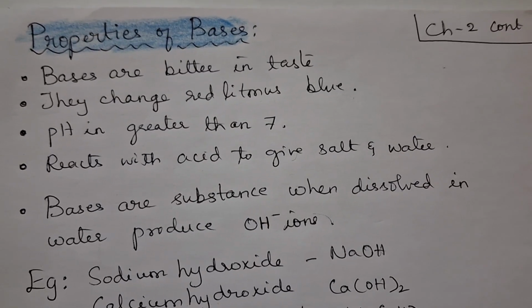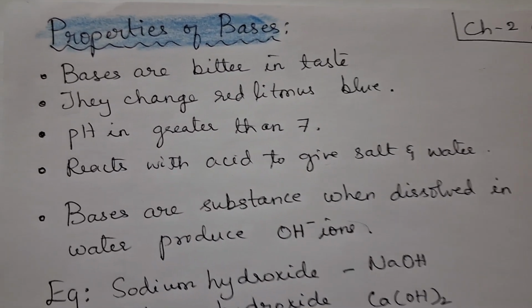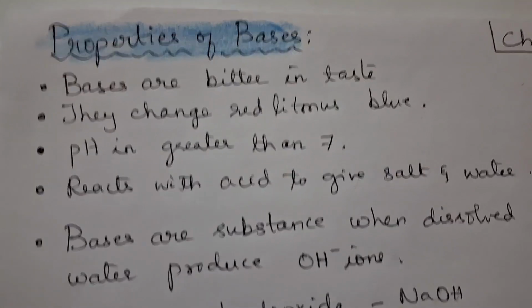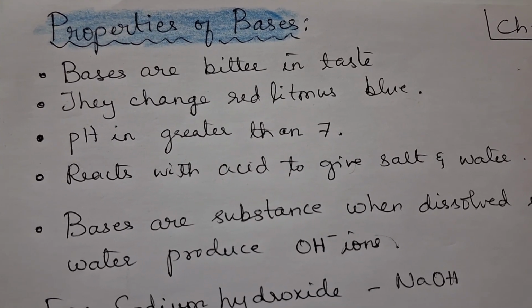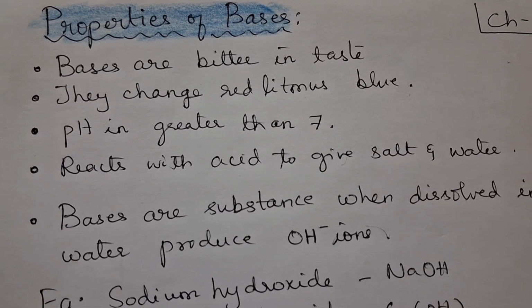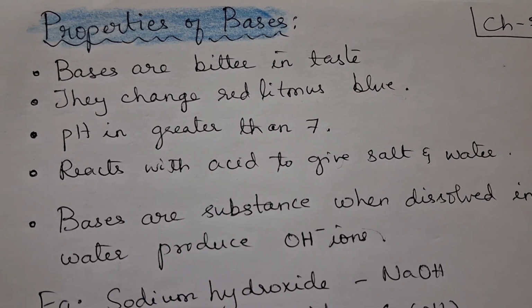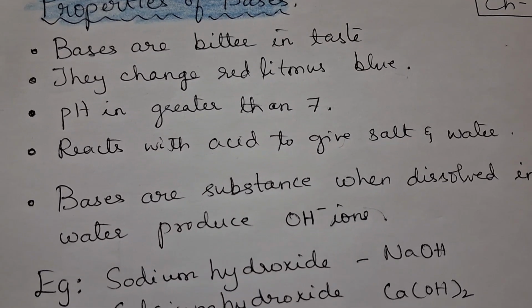Today's video is about properties of bases, chapter 2 continuation. Bases are bitter in taste. They change red litmus blue, their pH is greater than 7, and they react with acid to give salt and water. Bases are substances that, when dissolved in water, produce OH minus ions.